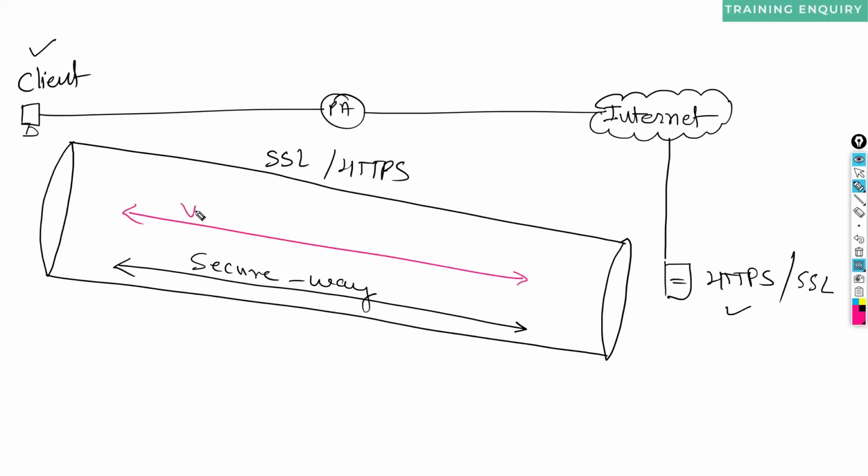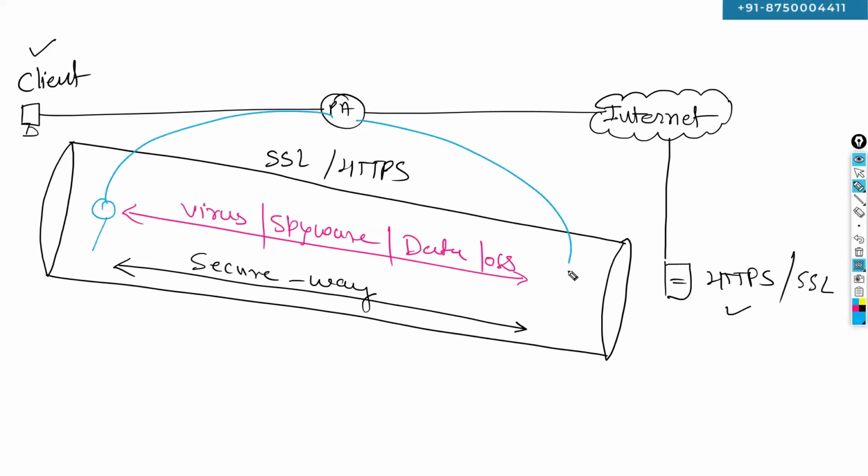Now, using this tunnel, they can exchange secure communication, but they can also exchange viruses. They can also exchange spyware. They can also do data loss. Now, you can see the protocol which was designed for secure communication, the user is now using to bypass the firewall. What we want is for our firewall to be capable of seeing what is going on under the SSL tunnel. If something is suspected, then we need to drop it.